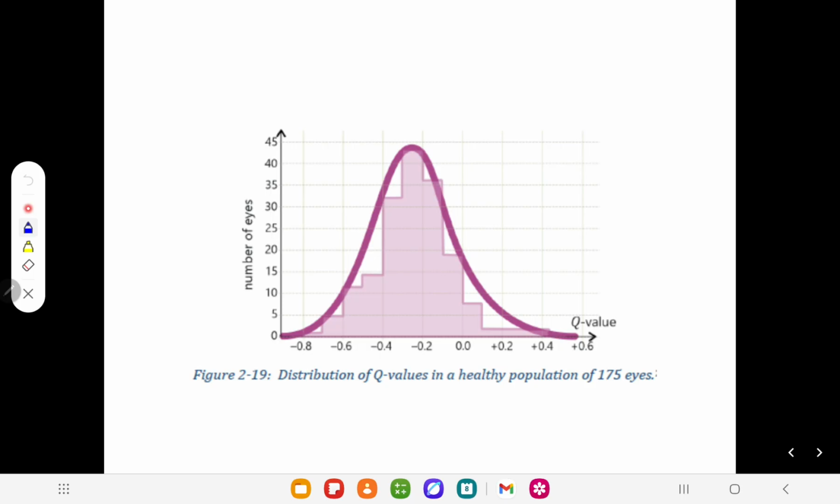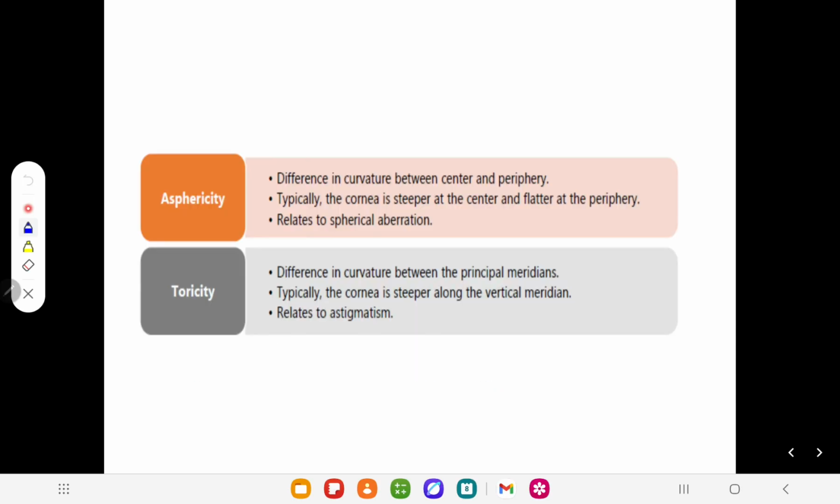Distribution of Q value in the healthy population. Normally the Q value falls around minus 0.27. Otherwise we have other options too. So sphericity is the difference in curvature between center and periphery. Typically the cornea is steeper at the center, which leads to spherical aberration. For toricity, it is the difference in curvature between the principal meridians. Typically the cornea is steeper at the vertical meridian, which relates to with-the-rule astigmatism, isn't it?